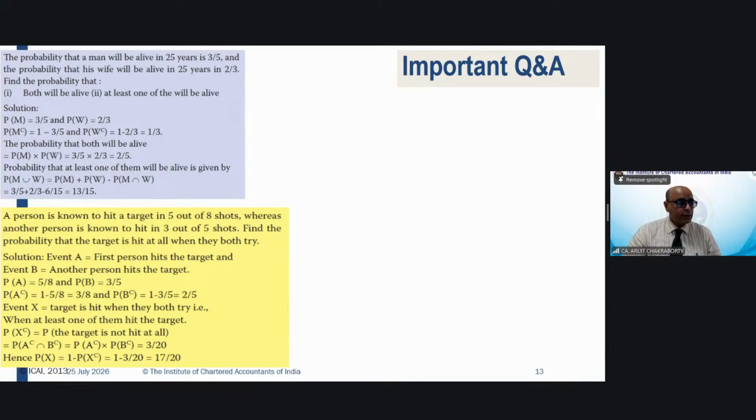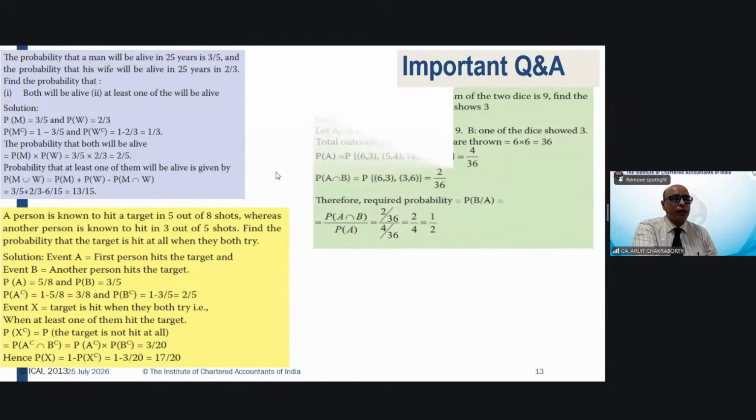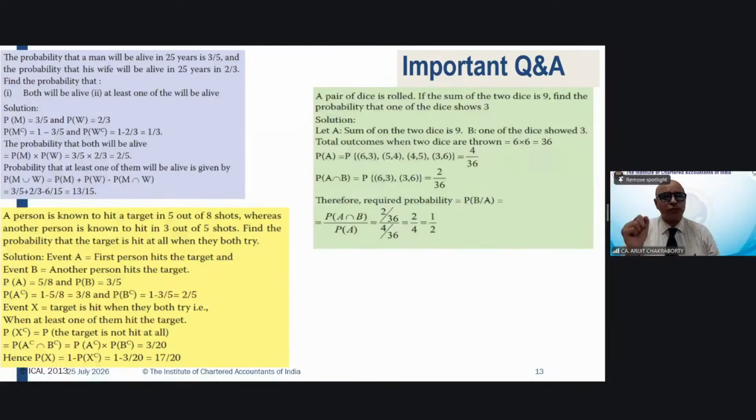Because we have seen that if both are hitting the target, we have got the probability. And then we have worked out when at least one of them is hitting the target, what is the probability? Next one we see is a pair of dice is rolled. If the sum of the two dice is 9, find the probability that one of the dice shows 3.